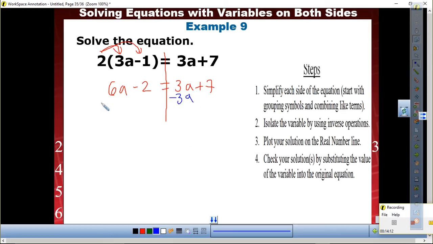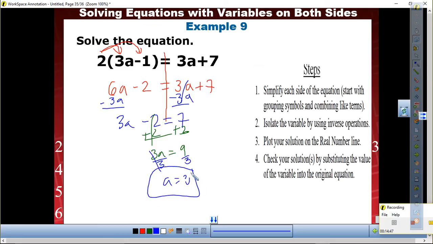Subtract 3a. We're left with 3a minus 2 equals 7. Continue. What do I do from there? Close. Add 2. We're left with 3a equals 9. Finish it up. Okay, so therefore, a equals 3. Hands if you got that.